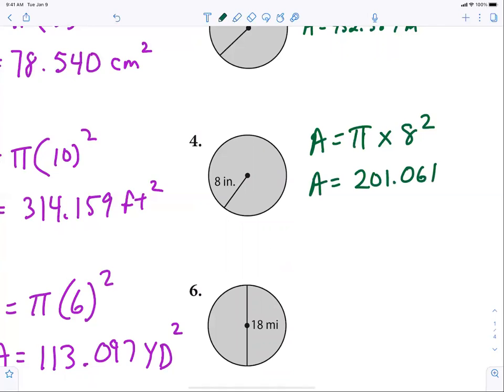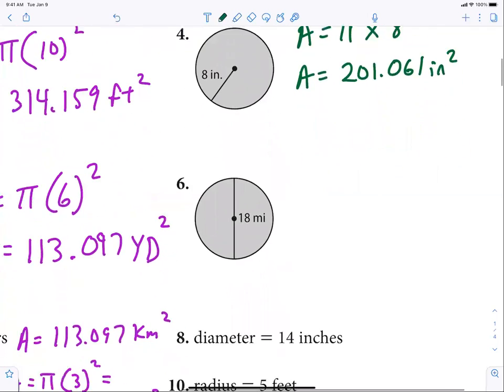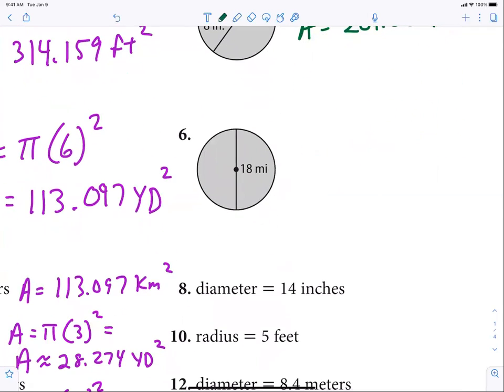Now I can actually hear you speaking clearly. I like that. Inches squared. Thank you. Is that correct? Everybody else get that? All right. Come on now. You're up.